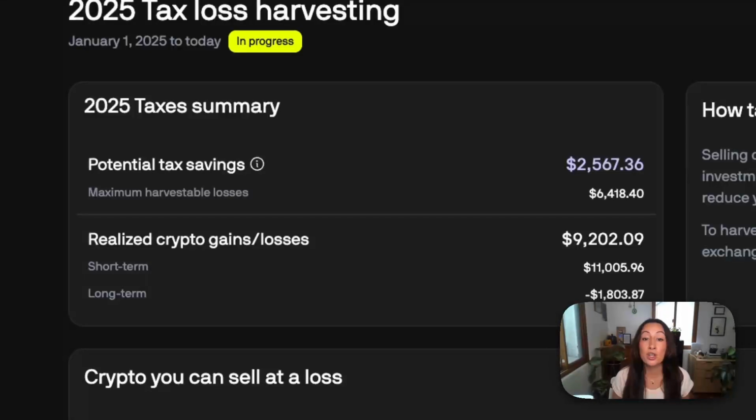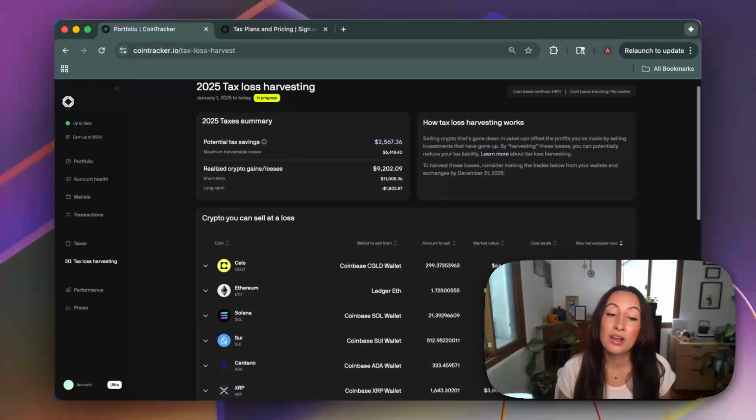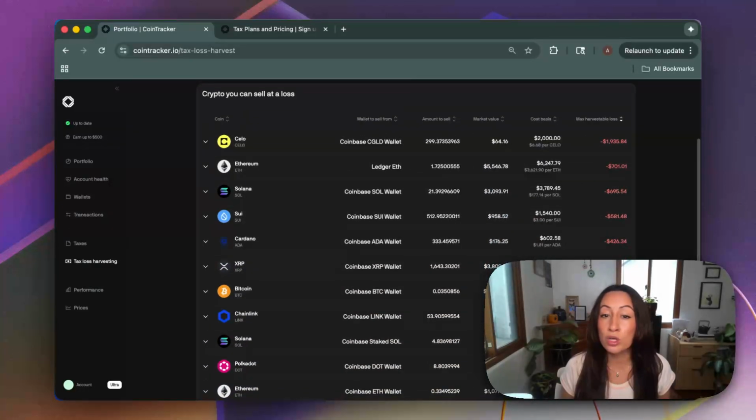These numbers update daily based on market prices, cost basis, and realized gains. Below that, you'll see your realized gains and losses for the year, short-term and long-term. This gives you a clear look at where you stand before harvesting anything. Now, when you scroll down, CoinTracker automatically sorts all the crypto you own that you can sell at a loss. Biggest at the top, smaller ones below. You don't have to hunt through wallets or spreadsheets. It's all laid out in one place.